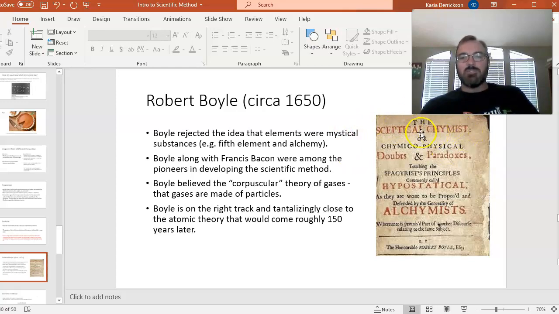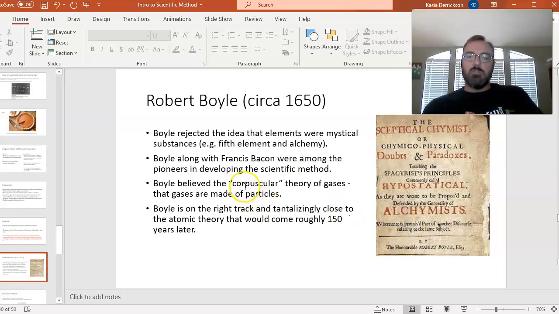You can see that's not the whole title. A lot of people think that The Skeptical Chemist meant that he was breaking away from alchemy, and it would be understandable, even if you read the book, to think that, because apparently the book was so confusing that even if you read it, you didn't quite understand what he was saying. But The Skeptical Chemist came to be the main title, so people thought he was being skeptical of alchemy.